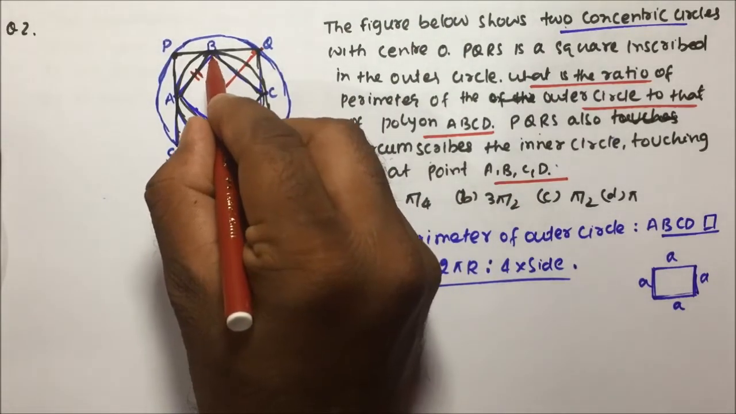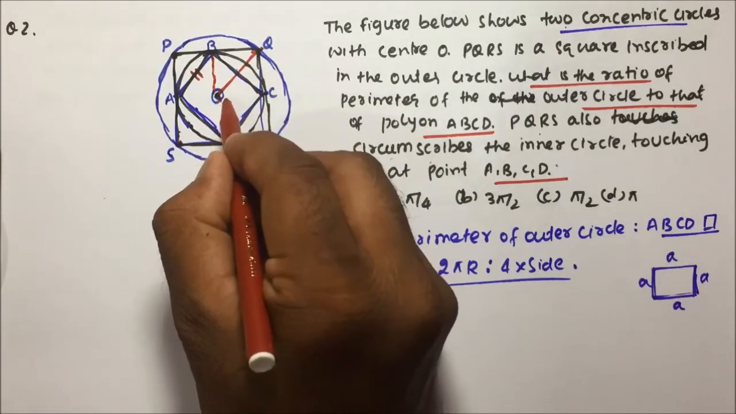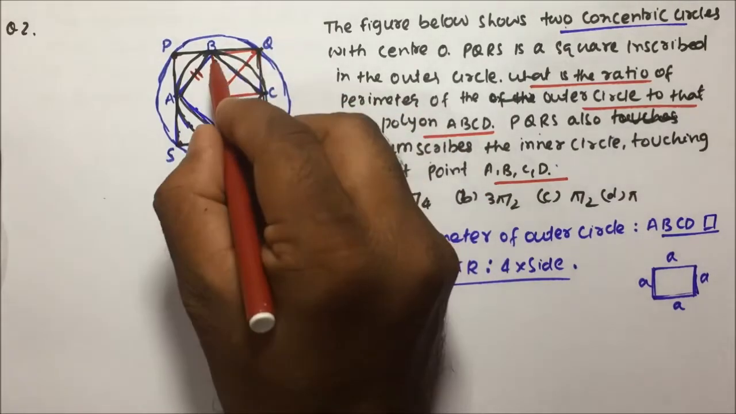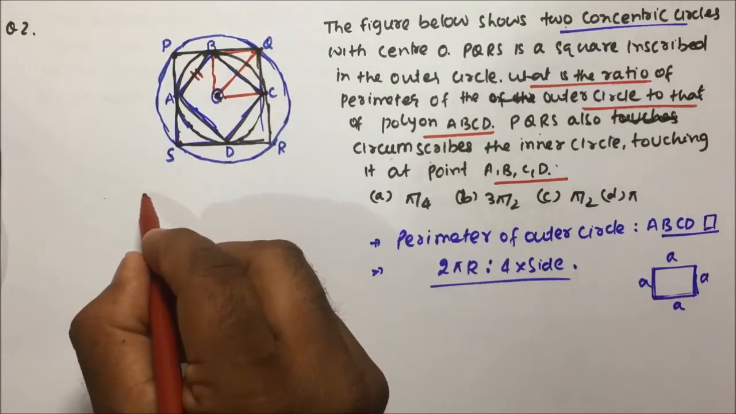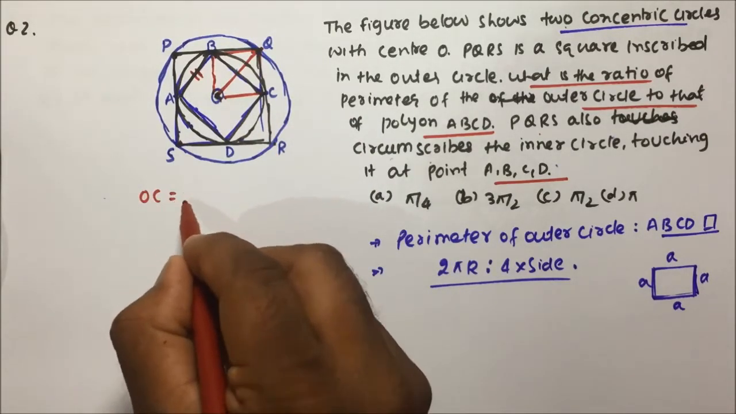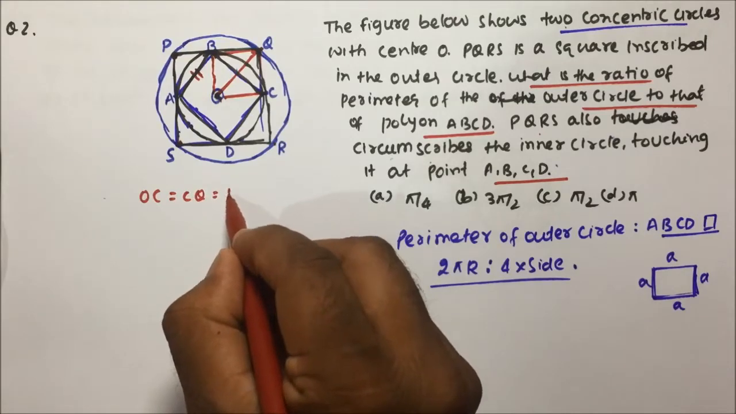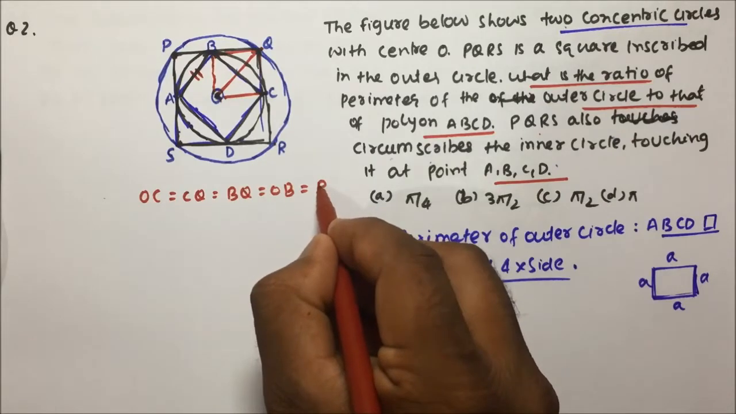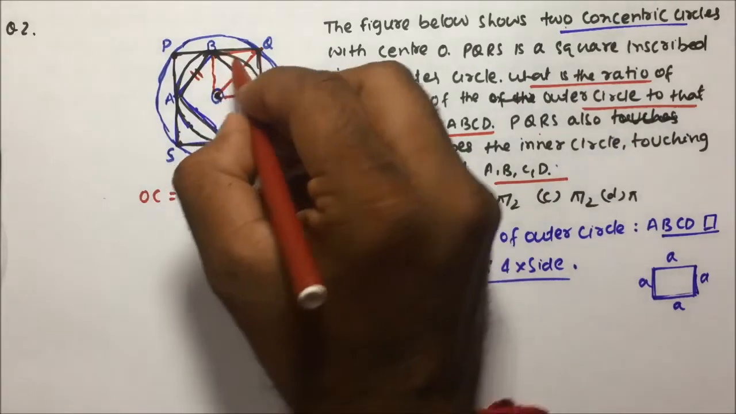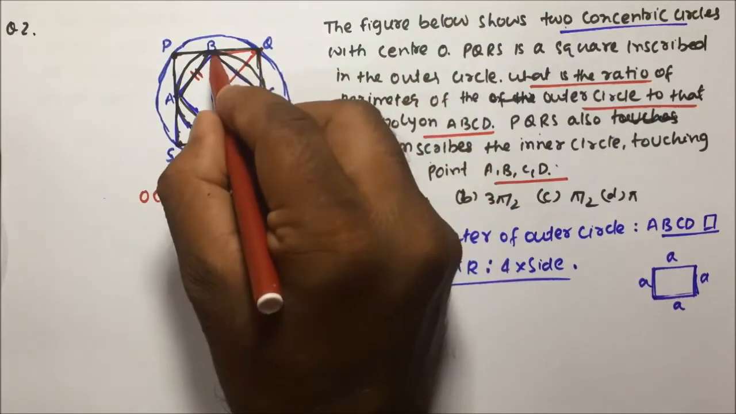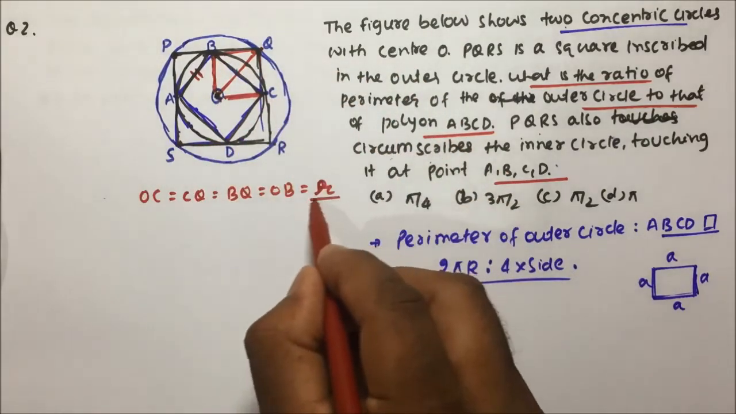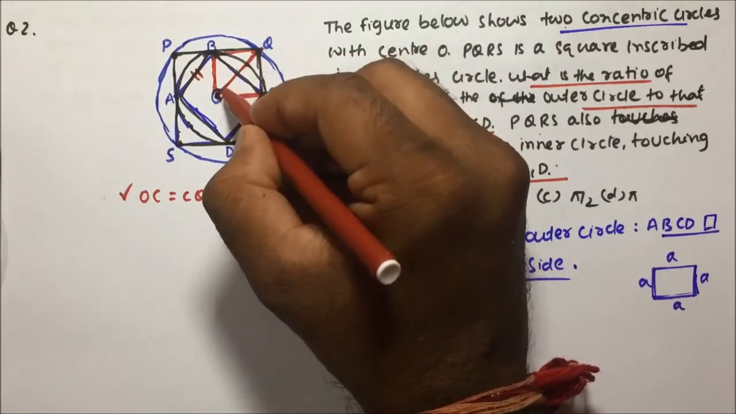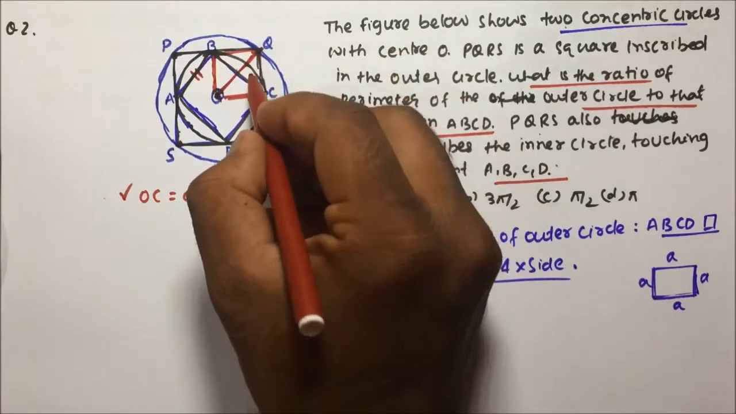Now, friends, you see this B, and suppose this is O, and this is C, and this is Q, and this one. This is nothing but a square. So I can say OC is equal to CQ is equal to BQ is equal to OB is equal to r. So I have supposed this is r, and this being a square, all sides will be the same. Now I have to calculate the radius.